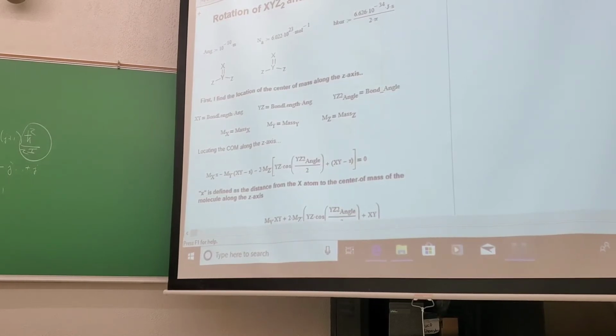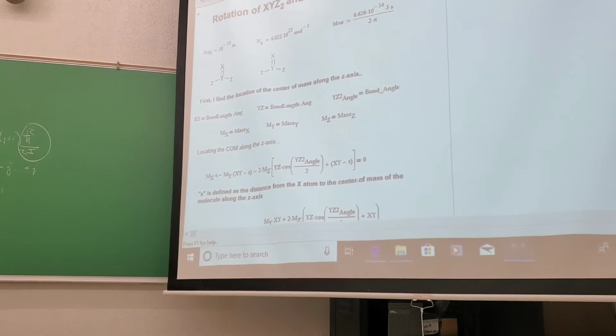So to find the location of that center of mass, what you do is, we'll call this, what did I call it? RBC, I think. So I'll call it R2, and I call this R1. So those are your bond distances.